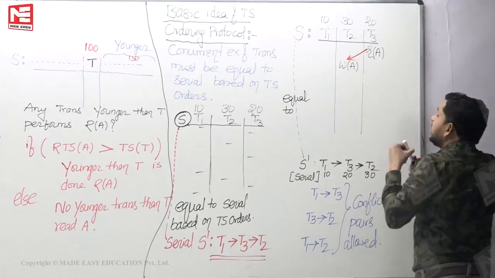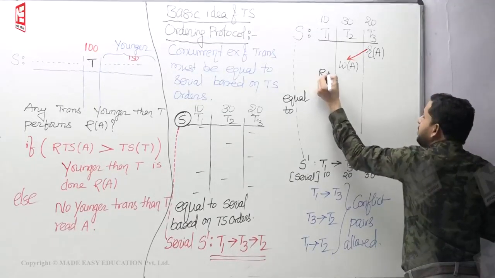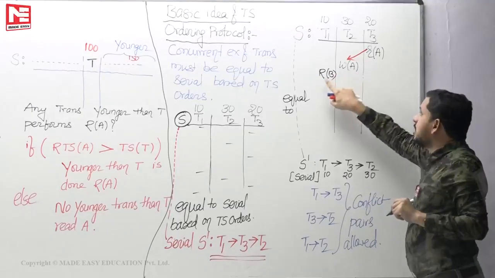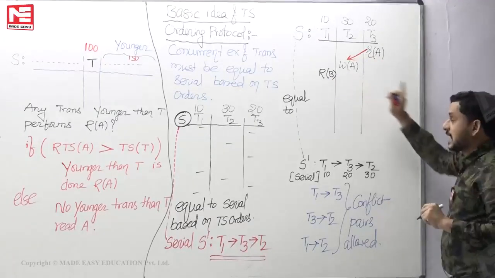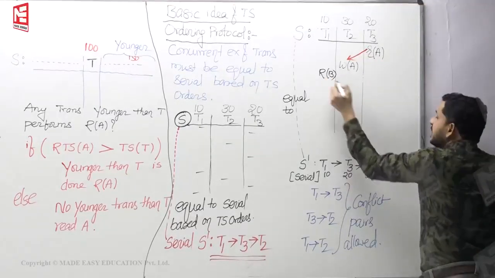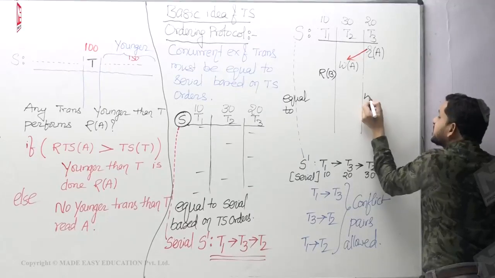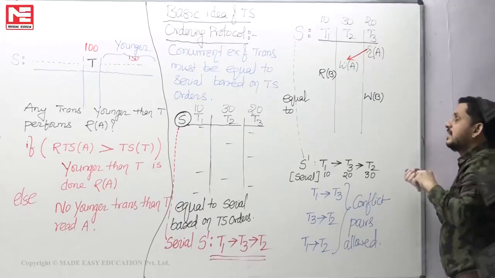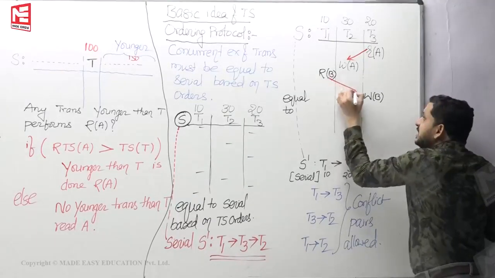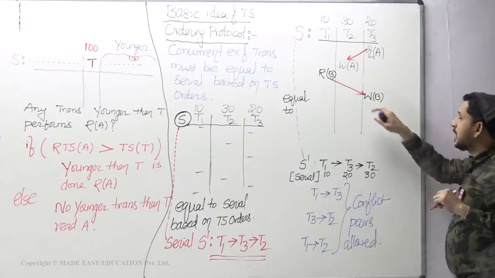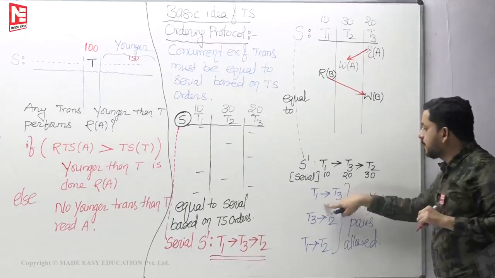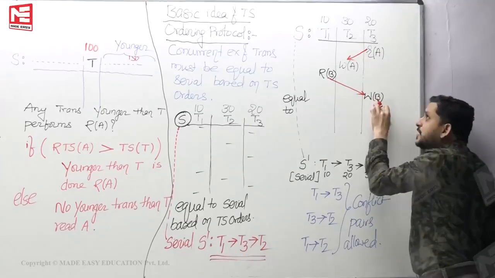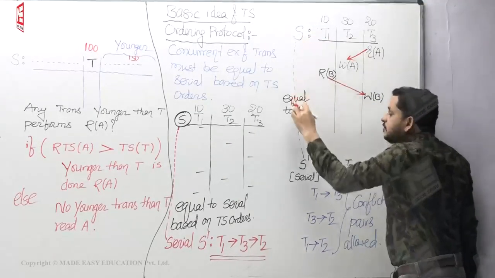For example, T1 reads the data item B. There is no conflict, because read B does not conflict. It is allowed. Then after that, assume that T3 requests a write of B. If we allow it, then the conflict pair occurs, T1 precedes T3. T1 precedes T3 is also allowed. Even if we allow this write operation, the schedule is still equal to the serial.